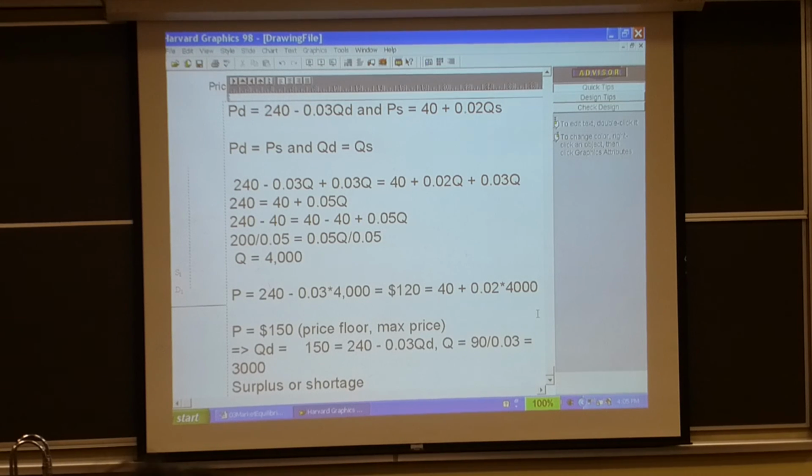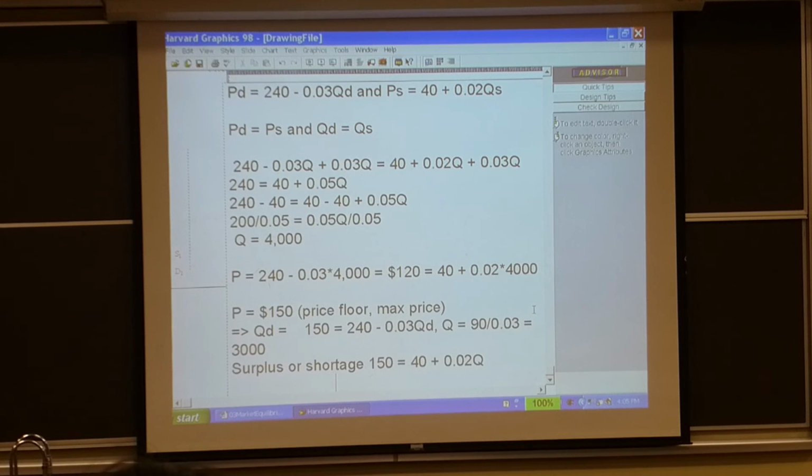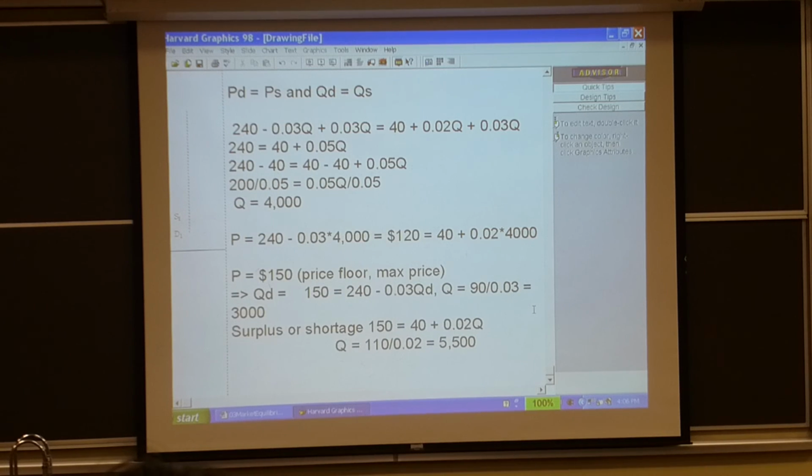So we can talk like we're on top of our game. $2,500. How did you get that? Calculated quantity supplied and subtracted it. So it turns out we've got quantity supplied: 150 equals 40 plus 0.02 Q, which we found, Q equals 110 divided by 0.02, which is 5,500. This is the quantity supplied, equals 5,500, minus 3,000 equals 2,500. Good.